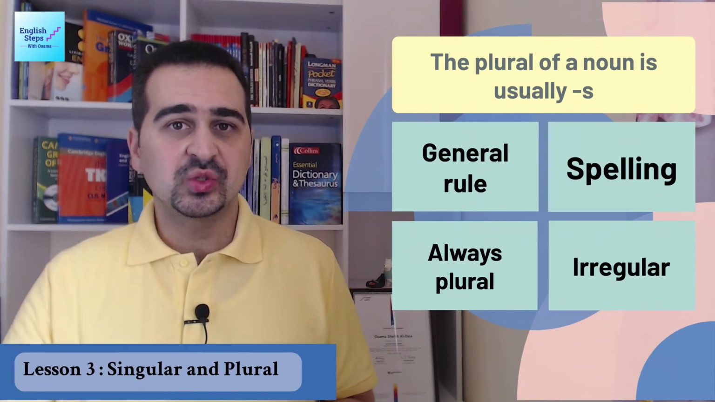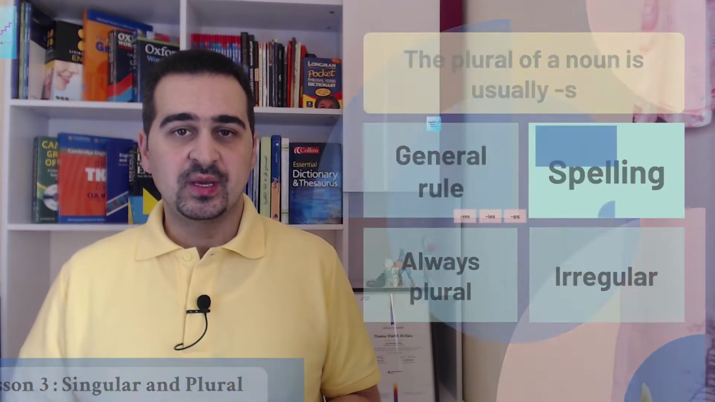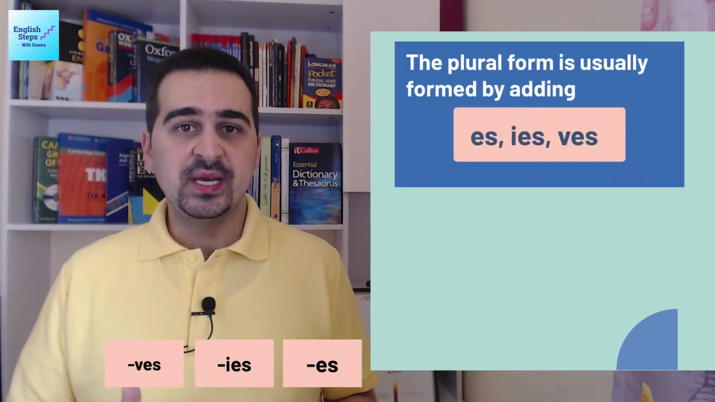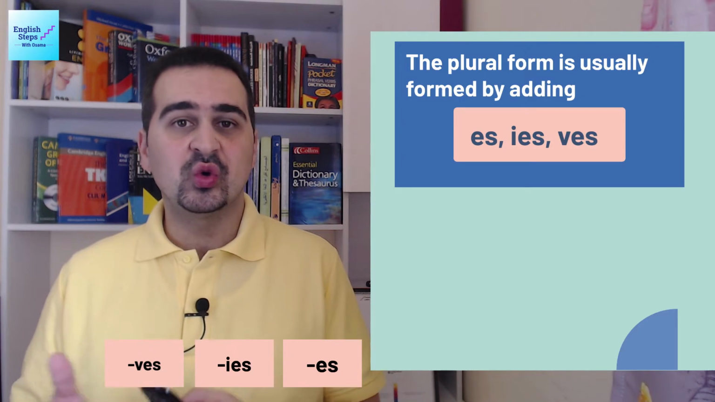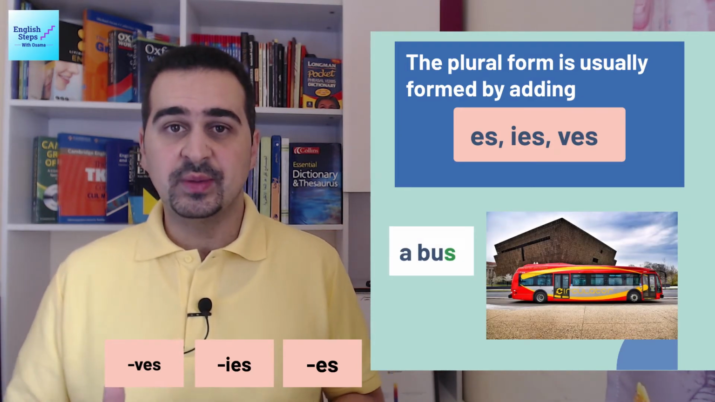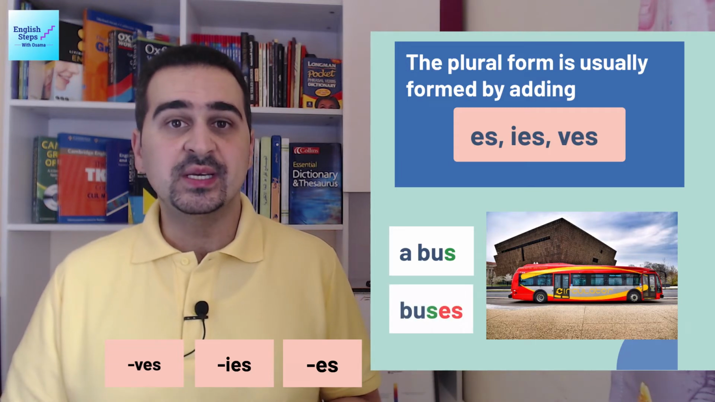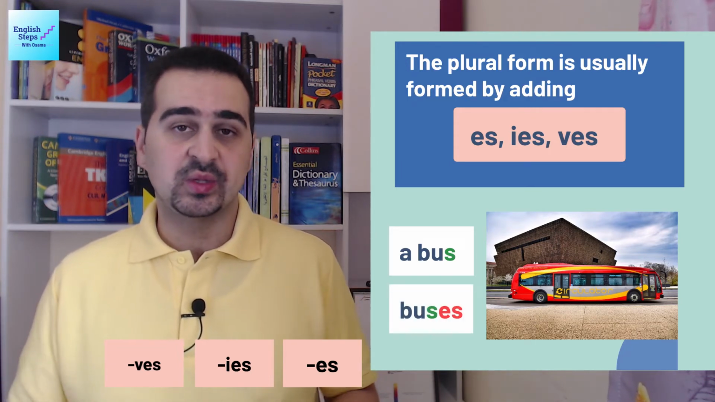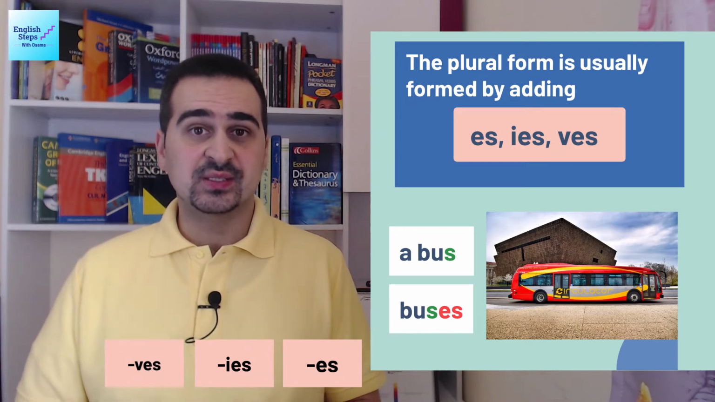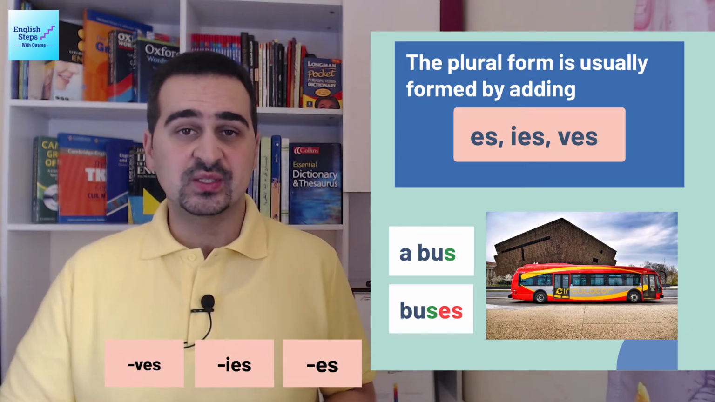We need to pay attention to the spelling of the noun. In English, we can also make plural nouns by adding es, ies, or ves. Like the word bus ends with s. To make it into plural, we have to add es, buses, not only s. Have you ever thought about the cases which take es, or ies, or ves?